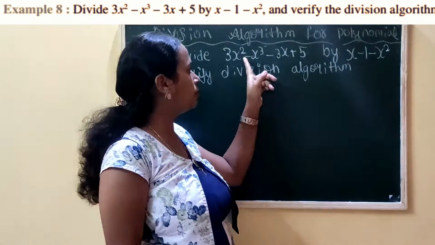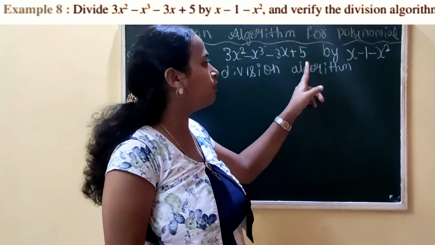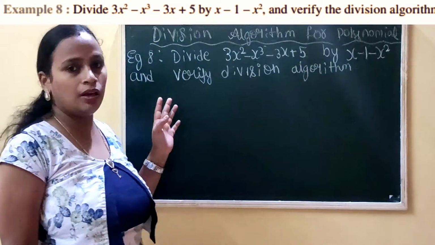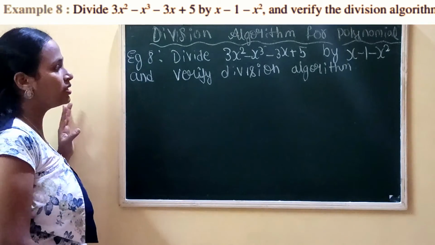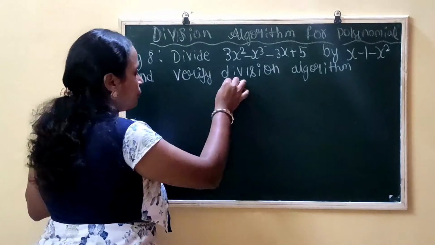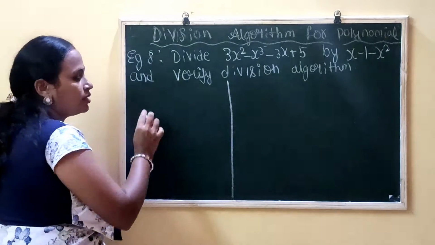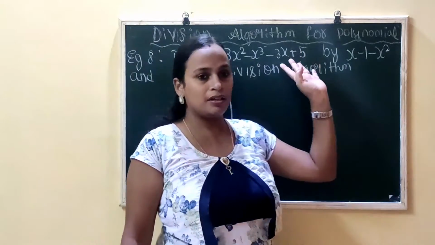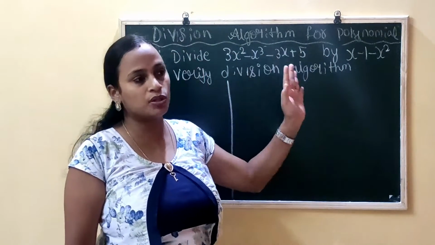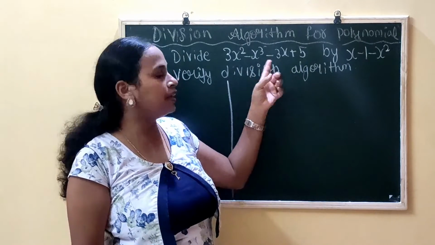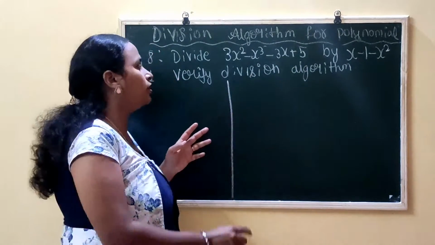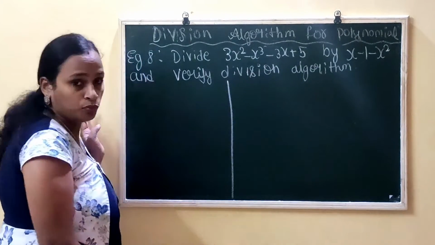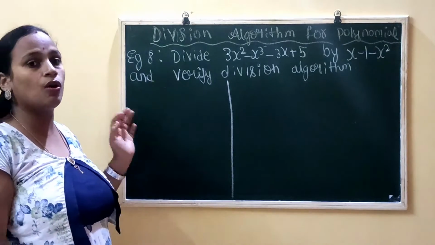Now we will move on to example 8 of NCERT. Divide 3x square minus x cube minus 3x plus 5 by x minus 1 minus x square, and also we need to verify the division algorithm. Okay, so first we'll see how to proceed. The first prerequisite is to check whether the terms in the divisor as well as the dividend are arranged in the decreasing order of their degree. Here, the terms are not arranged in the decreasing order of their degree.